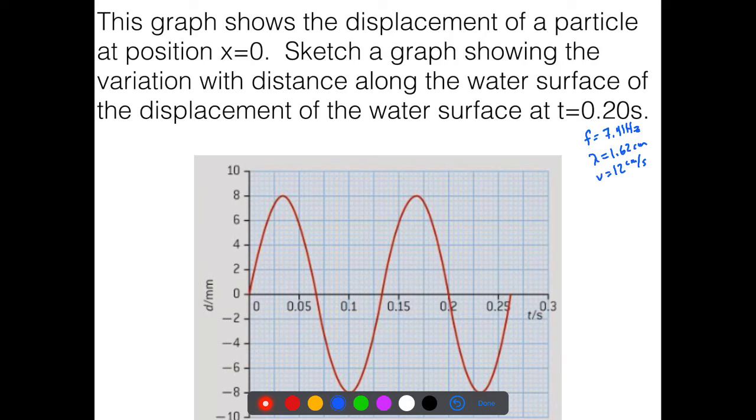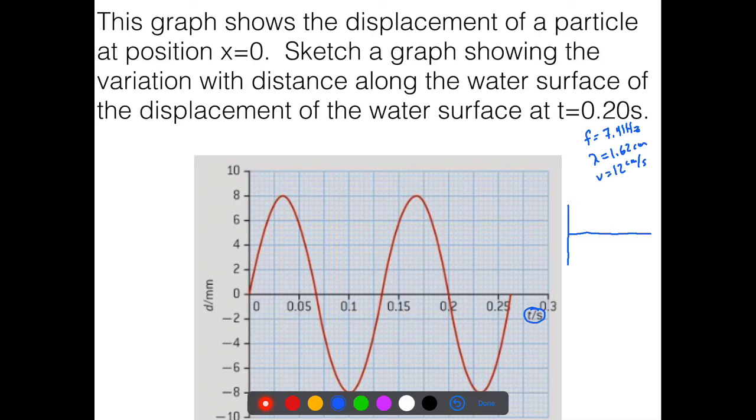Sketch a graph showing the variation with distance along the water surface of the displacement of the water surface at t equals 0.20 seconds. Okay. So now, instead of the graph that we had before with respect to time, we want to create a graph that shows what the wave as a whole would look like. So this actually isn't all too difficult. They don't want too much. It's just a sketch, but we do need to include the important pieces, right?